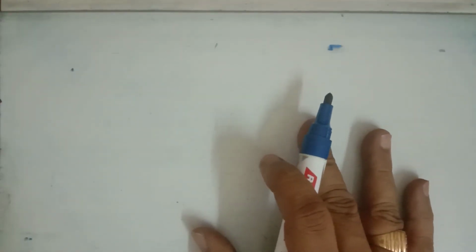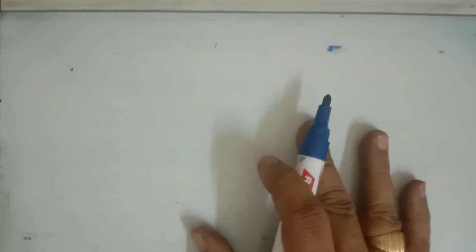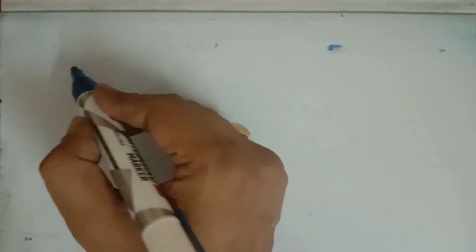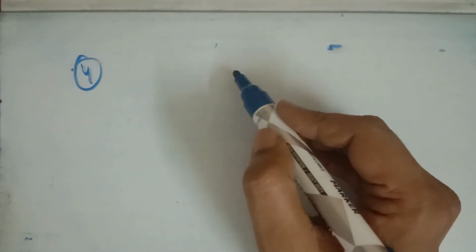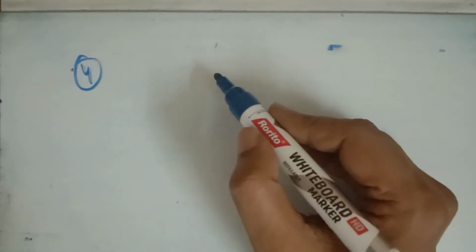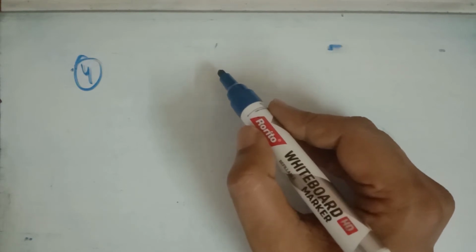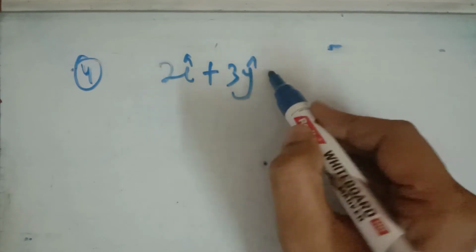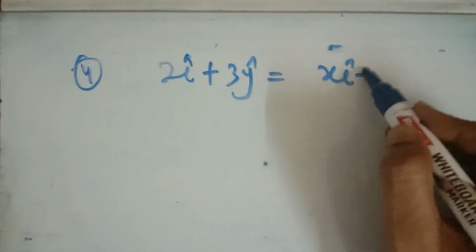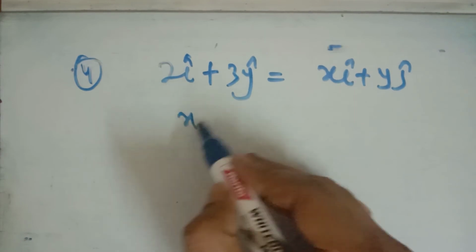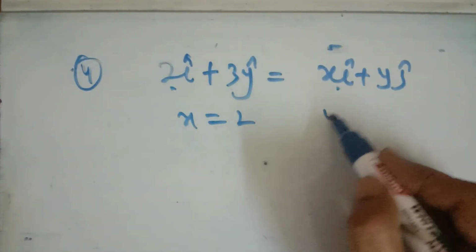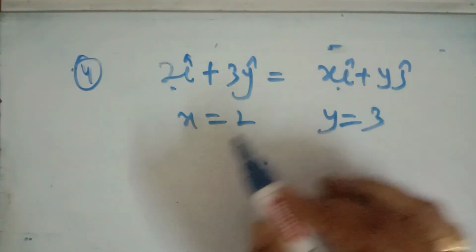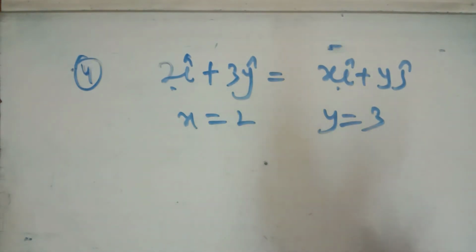If we multiply any vector by any positive number, you'll get a vector of the same direction but different magnitude. And if we multiply any vector by a negative scalar, then you'll get a vector of the opposite direction and a different magnitude. Now in question number 4, it is given that two vectors are equal. ये दो vectors आपको equal दे रखे हैं. You have to find the value of x and y. So x will be equal to 2 and y will be equal to 3. Their corresponding components will be equal to each other.